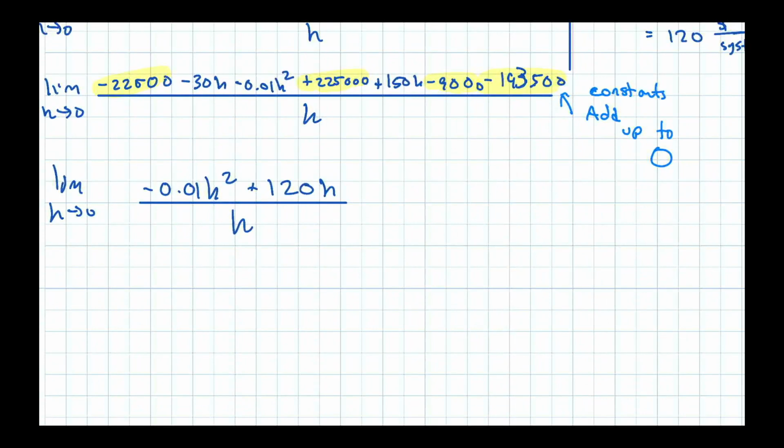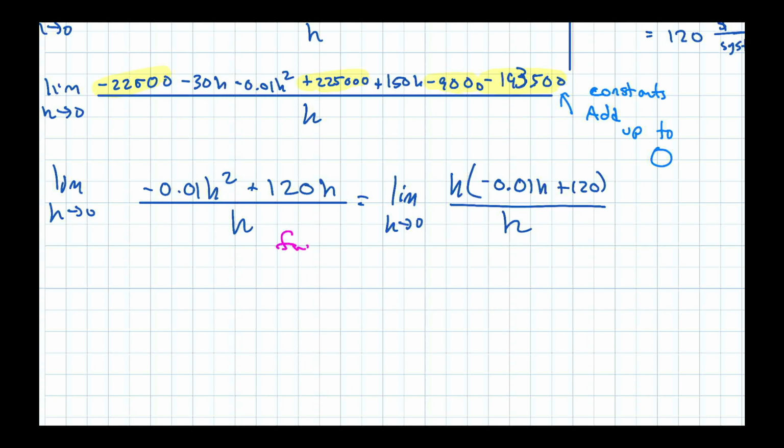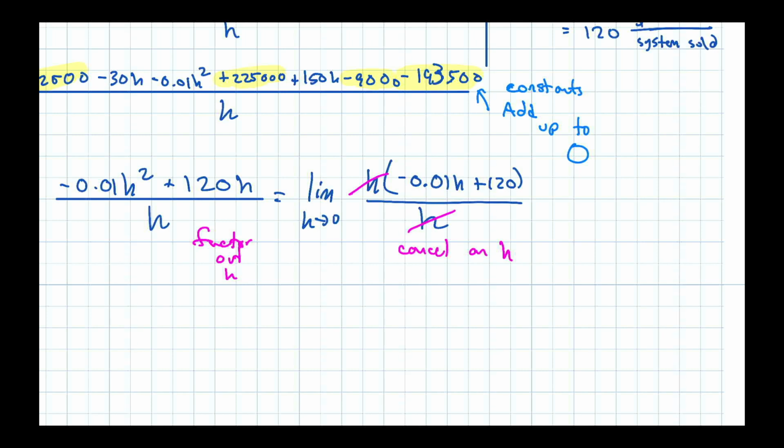Okay. So you do all this simplifying and you end up here. Now what's happening is that everything has an H. So you factor the H out of the numerator and you have left negative 0.01H plus 120 over H. Because the H is factored out, we need to cancel an H, top and bottom. You're left with the limit as H goes to zero of negative 0.01H plus 120. And now we let H go to zero by plugging in H equals zero.